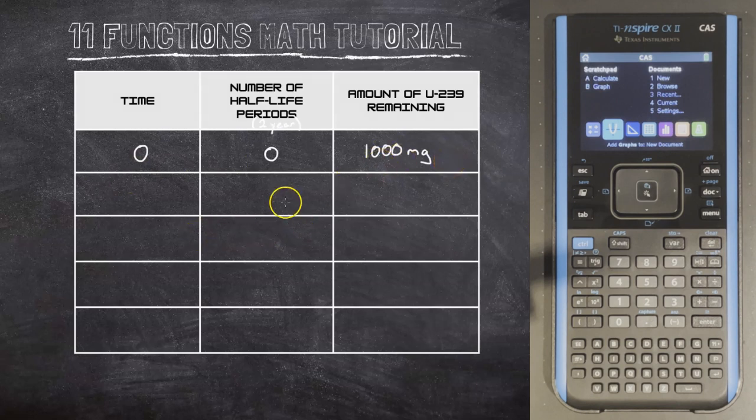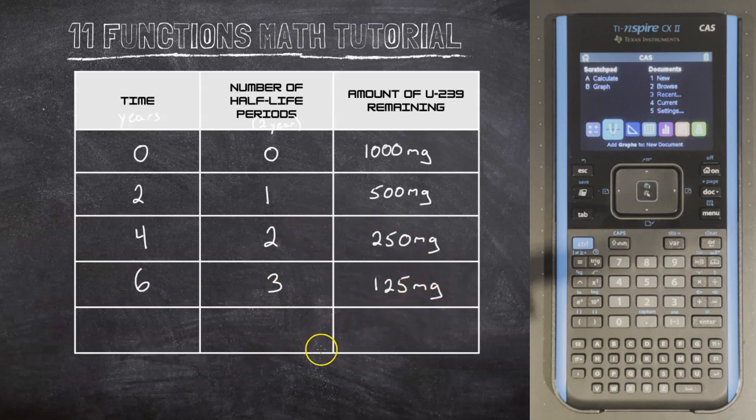So how does this work? Well, essentially, after one half-life period, which would be 2 years later, so we're going to write time in years here, we end up with half of the amount of uranium-239 because the rest has decayed. So now we have half of 1,000, which is 500 milligrams. After another half-life period, which would now be 4 years later, we have half of this remaining. So that's 250 milligrams. And we just keep going. After another half-life period, which would be 6 years, we have half of this. So that's 125 milligrams.